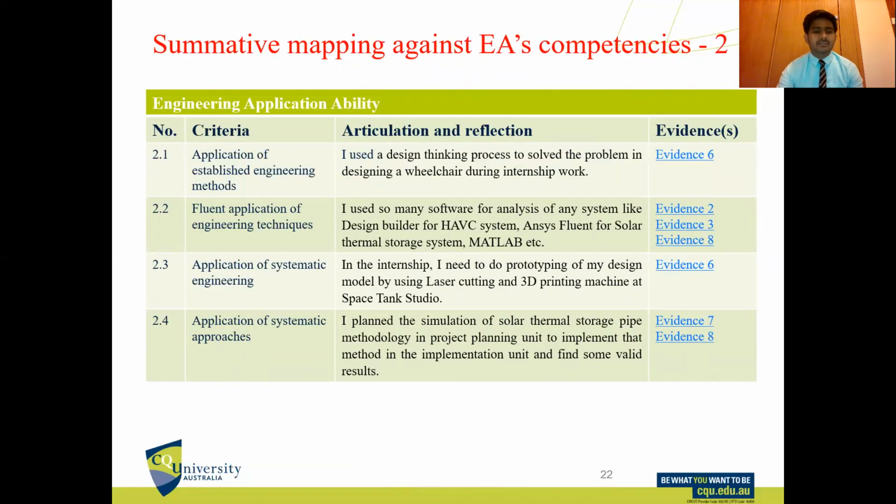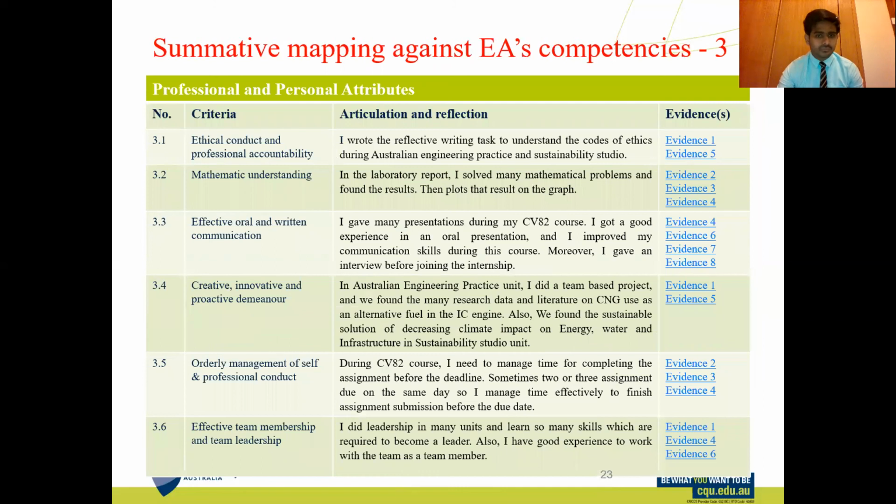Now I'm moving on to the second part, which is engineering application ability. In this part, there are 4 criteria. Also, I provided evidence for those criteria. Now I'm moving on to the third part, which is professional and personal attributes. In this part, there are 6 criteria, and I fulfilled those criteria by providing evidence.